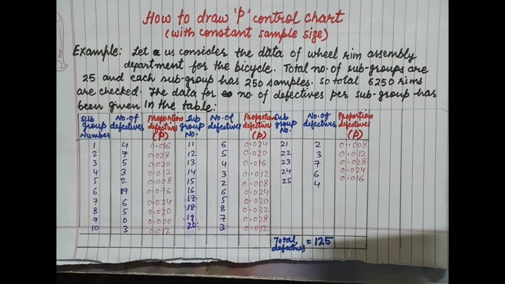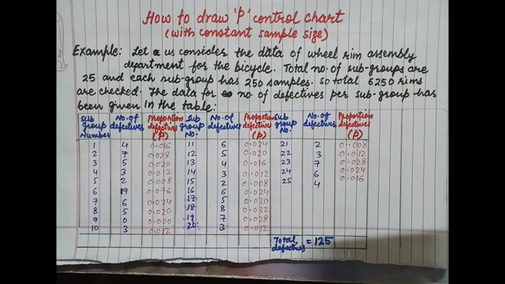Let us consider the data of the wheel rim assembly department for the bicycle. Here the bicycle rims are being manufactured. The total number of subgroups considered is 25 and each subgroup has 250 samples. So the total number of rims on which the study is being done is 6250.